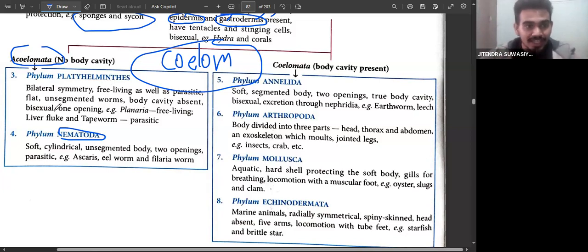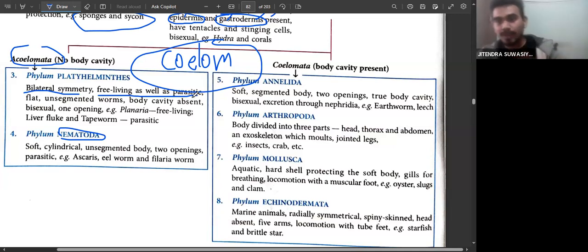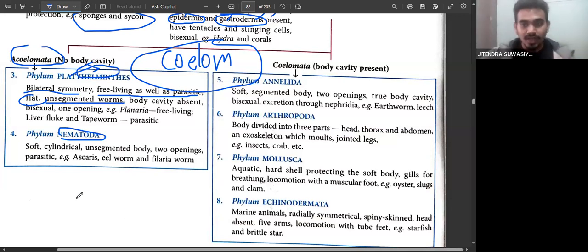What is platyhelminthes? Platyhelminthes are bilaterally symmetrical. They are free living as well as parasitic. What is parasitic? Organisms which can affect or kill other organisms are parasitic. It is flat, as I told you platy means flat. It is an unsegmented worm, meaning they don't have proper annuli present in their body structure.